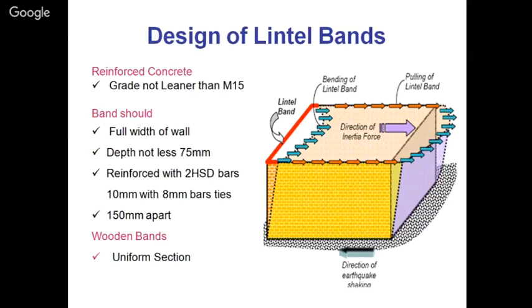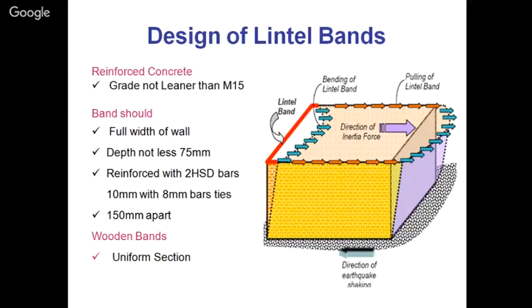But there are some specifications also from the Indian codal provisions which I am going to read out here. Grade not less than M15. The band should be the full width of the wall. That means your lintel band should be provided throughout the full width. If you are providing 230 mm, it should not be less than 230 mm, because in that case it loses its purpose. Depth not less than 75 mm. The depth you are going to provide is 75 mm.